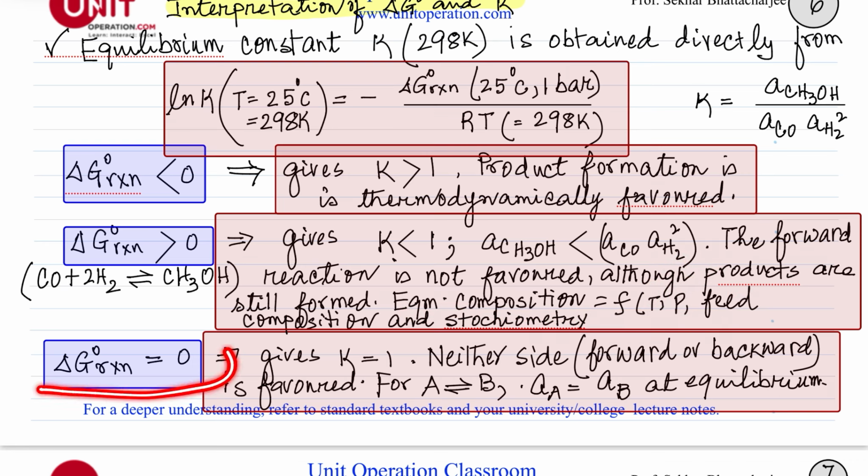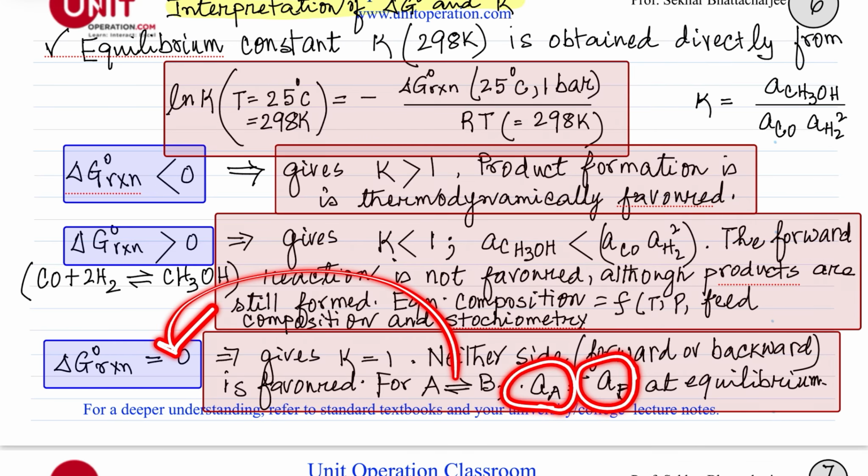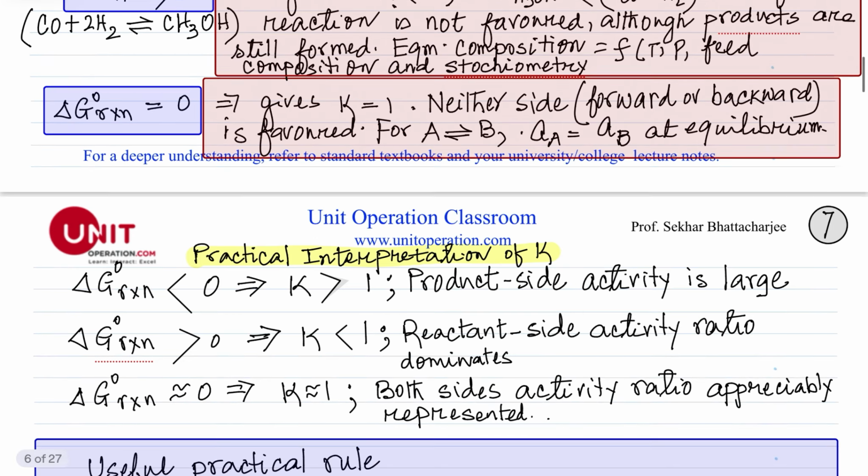If the standard Gibbs energy of reaction is equal to 0, that will give a value of K equal to 1, since this is the natural log. So neither side is favored. Say we have a hypothetical reaction A converting to B in equilibrium; then the activity of A is going to equal the activity of B if delta G of reaction is equal to 0. That normally does not happen.